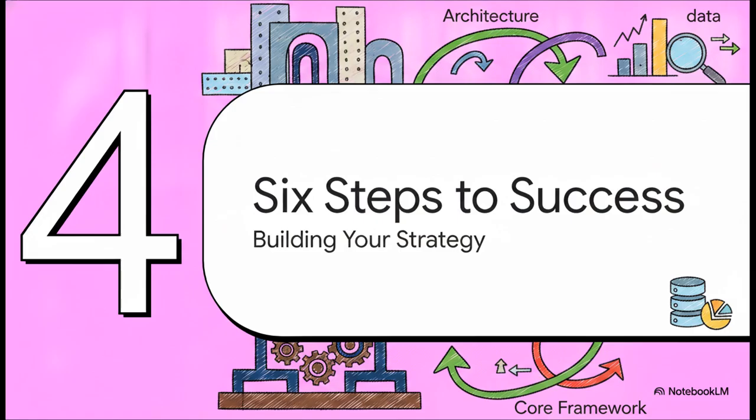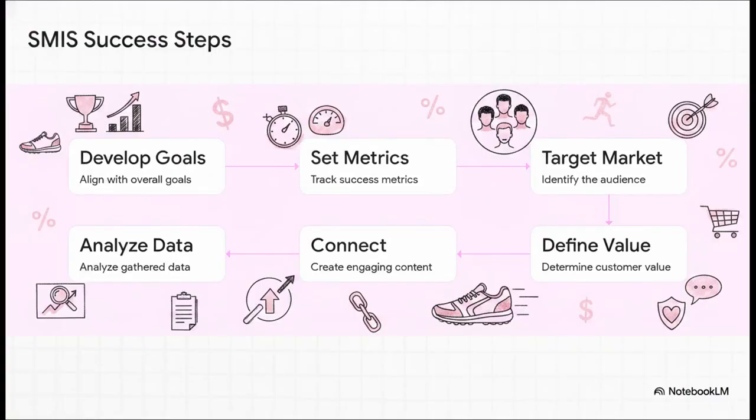That brings us to Section 4, 6 Steps to SMIS Success. These are your 6 non-negotiable steps to SMIS success. Let's systematically run through these using a sports equipment store that's launching a highly targeted campaign for a premium running shoe. Step 1. Develop goals. Let's say your goal is simply to increase brand awareness for the specific shoe in your city. Step 2. Set metrics. How are you going to measure that? You set up KPIs, key performance indicators like tracking a 15% increase in click-through rates to your online store.